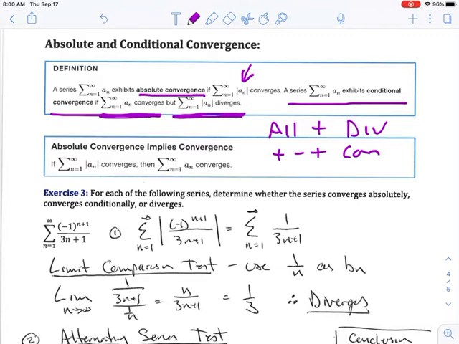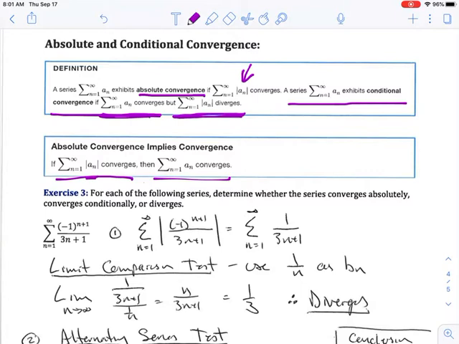All right. Second little important theorem here is absolute convergence implies convergence. So in other words, if we can show that the absolute value of A sub n converges, in other words, when all the terms are positive, it converges, then the series itself, alternating, will also converge. That's what absolute convergence implies convergence.